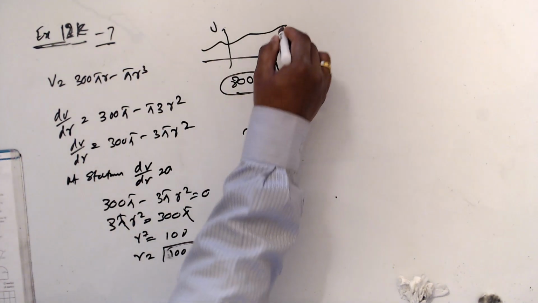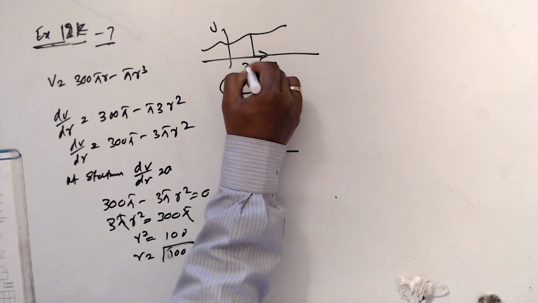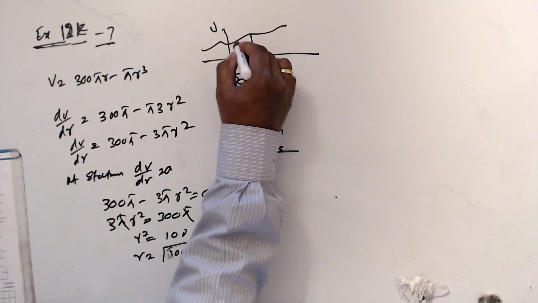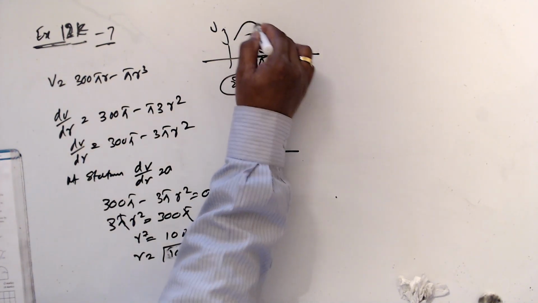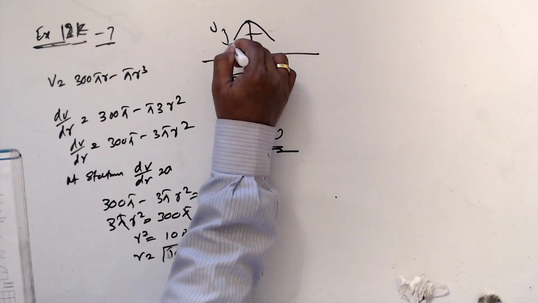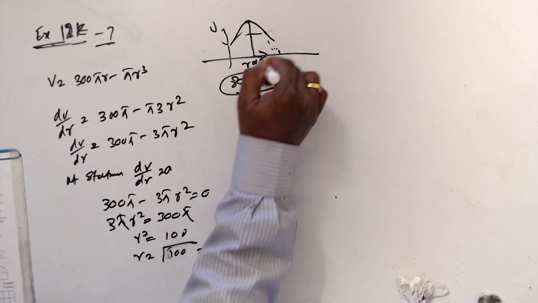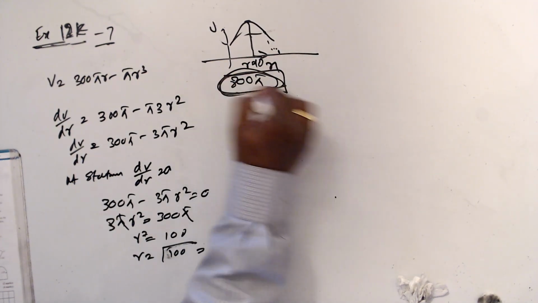When you draw the curve, if you take r equals 10, you will get the maximum value, the maximum of this graph. And if you take any other r, you will waste this board.